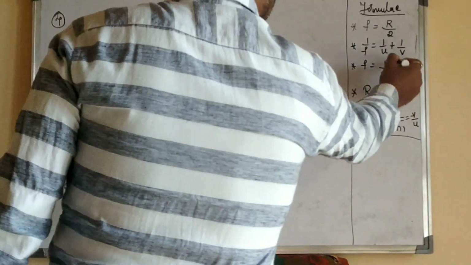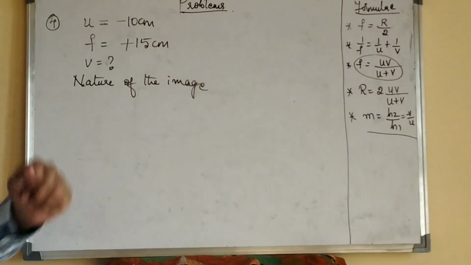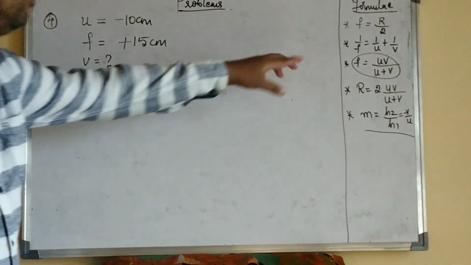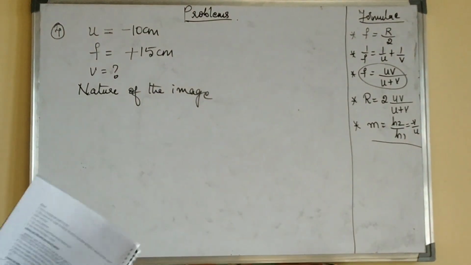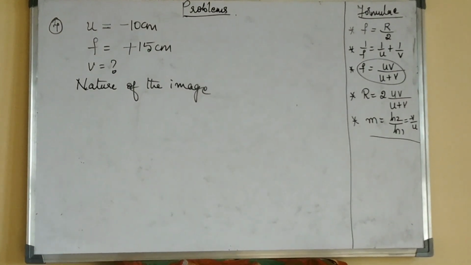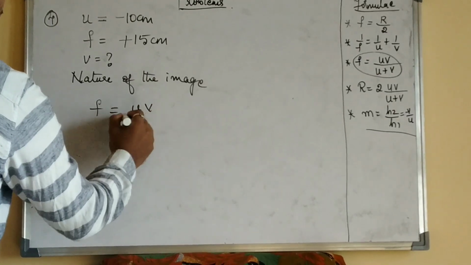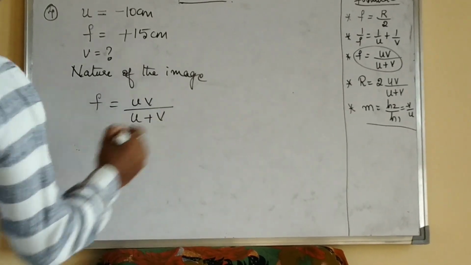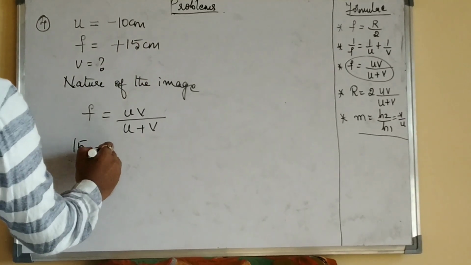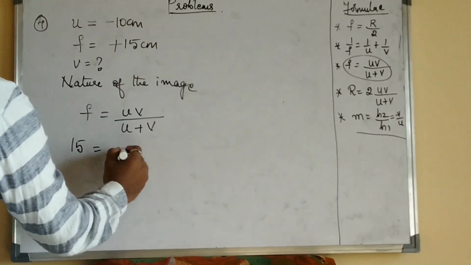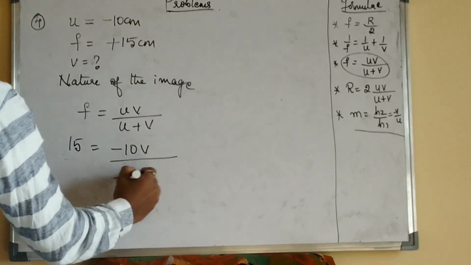Straight away use this formula, or you can even use the main mirror formula, 1 by f is equal to 1 by u plus 1 by v. Or we have modified it, you know that f is equal to product by sum. You can take that formula and find the value of v. So f is equal to u into v divided by u plus v. The f value is given as plus 15, u value is minus 10. So 15 is equal to minus 10 into v divided by minus 10 plus v.